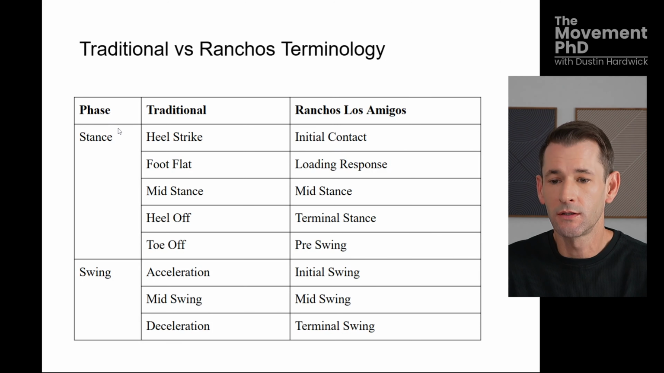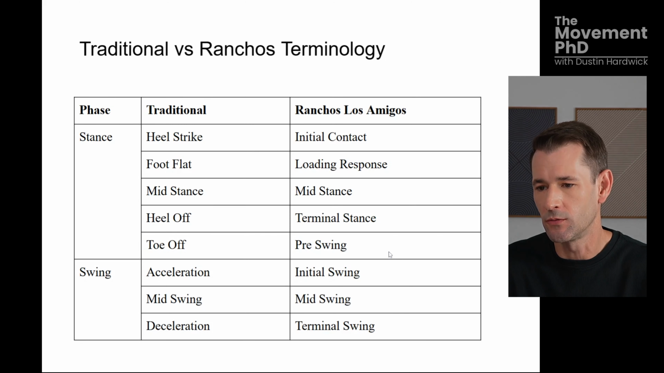So within the stance phase, heel strike in the traditional is analogous to our initial contact. Foot flat is analogous to our loading response. Mid stance is the same for both. Heel off is the same as our terminal stance in the Rancho, and toe off is analogous to our pre-swing. So fortunately, while they are different, the goals of each of them kind of match up, so it should make sense for you as you look at both of these different terminology methods.